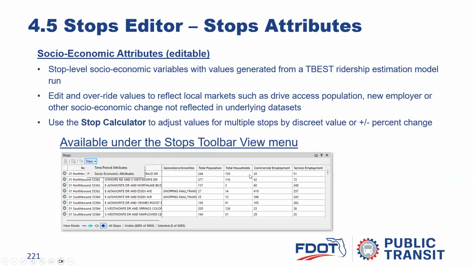And we mentioned too that when you do show the stop socioeconomic attributes, you can change them, right? So we mentioned that you can override these values. These are the values that the TBEST model calculates. Whenever you run the TBEST model, it's going to assess the walk access population and employment and households, et cetera, at that location. But these are editable to you. You can override these values, using the calculator or just entering numbers in that you know are the actual markets or the potential markets there.